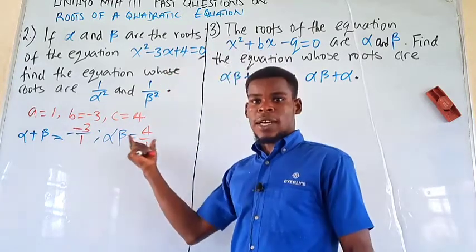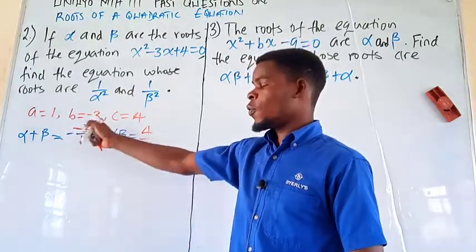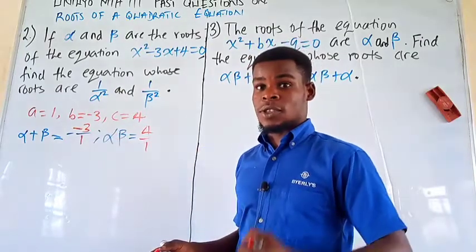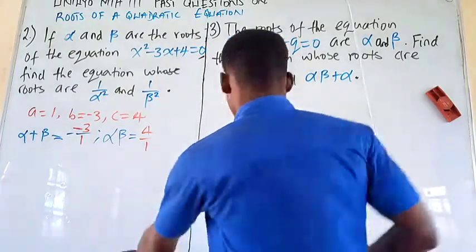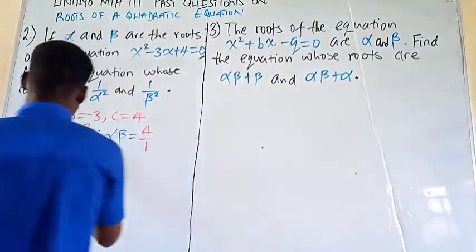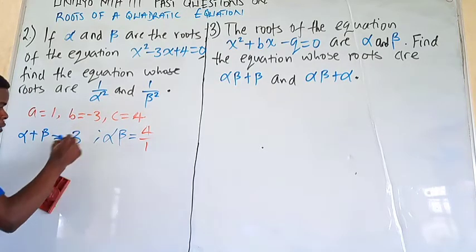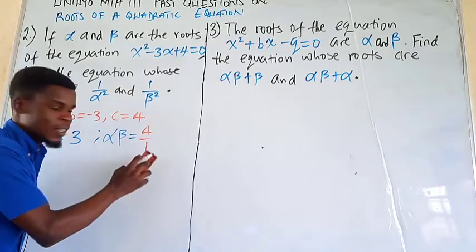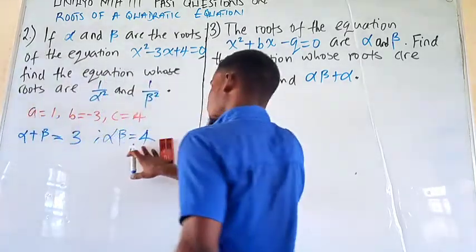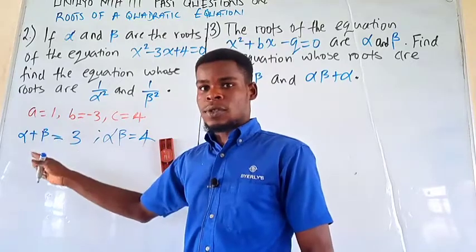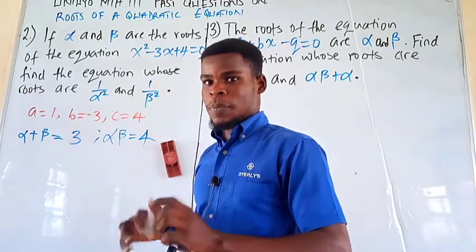So this is negative 3 over 1, and this is just 4 over 1. So the product is c over a, and the sum is negative b over a. So b is just negative 3. That's going to become positive 3, alright? So let me just simplify that. So this is going to be negative times negative. That will become positive. So I'll just put down positive 3. And 4 over 1 is just going to give us 4. Okay, so given that alpha plus beta is equal to 3, and then alpha times beta is equal to 4. Now we pause there for now.